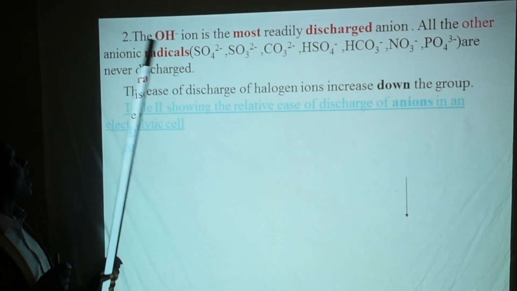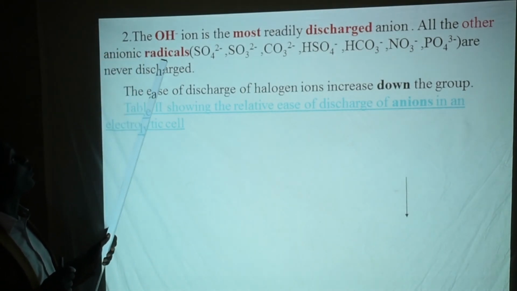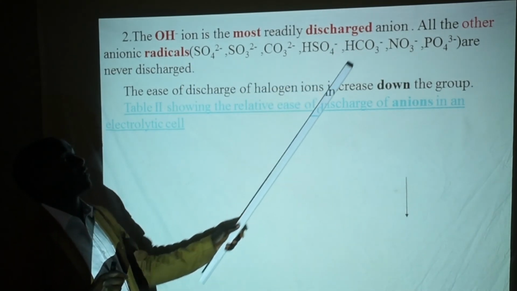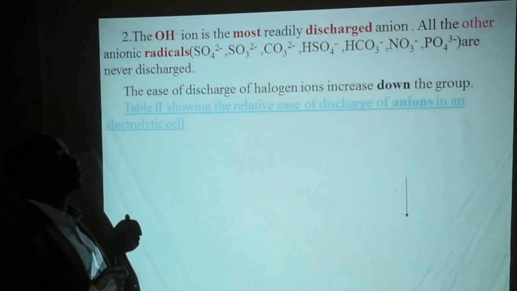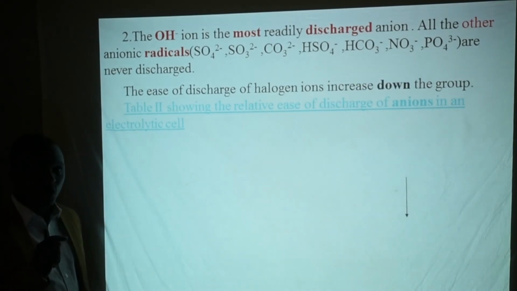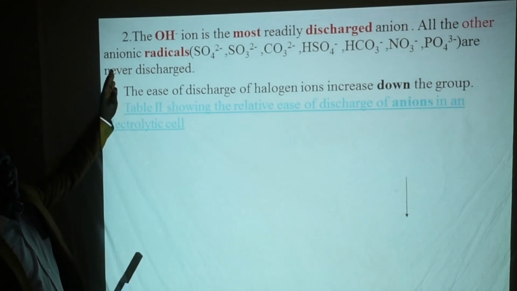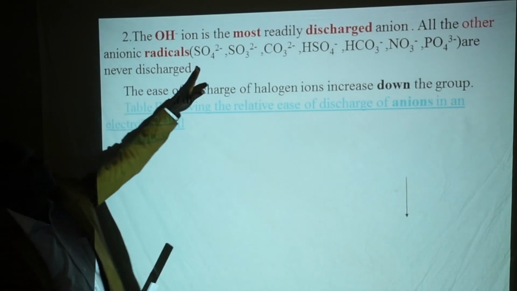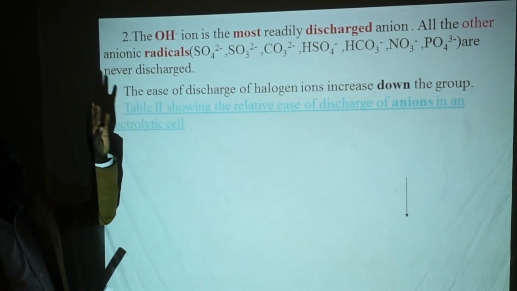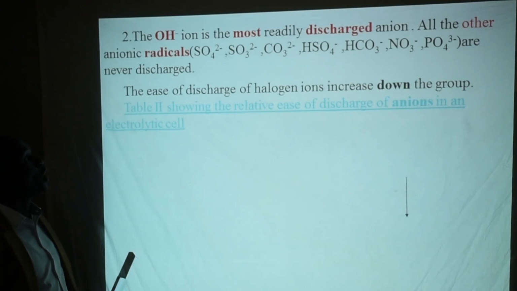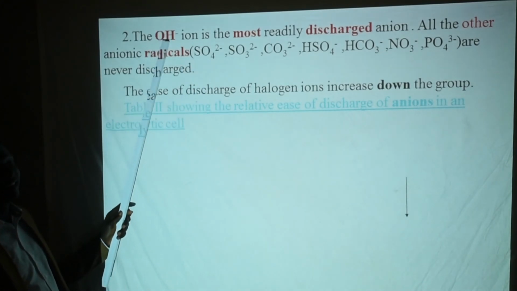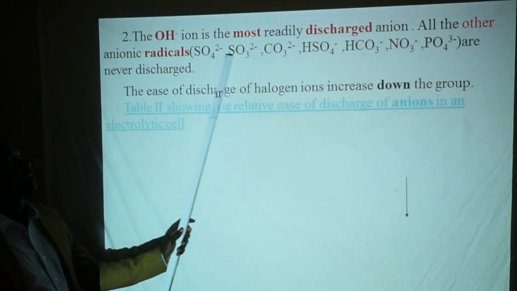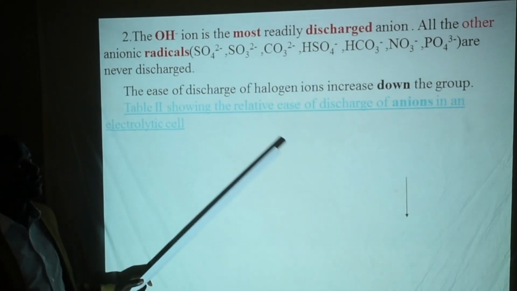All the other ionic radicals, such as sulfide, carbonate, hydrogen sulfate, hydrogen carbonate, nitrate, and phosphate, are never discharged. So if we have, for example, hydroxyl together with sulfate, sulfide, carbonate, hydrogen sulfate, hydrogen carbonate, nitrate, or phosphate, obviously hydroxyl will be discharged and the others are not, because they are never discharged. Why? Because all of these require the highest energy to be discharged.